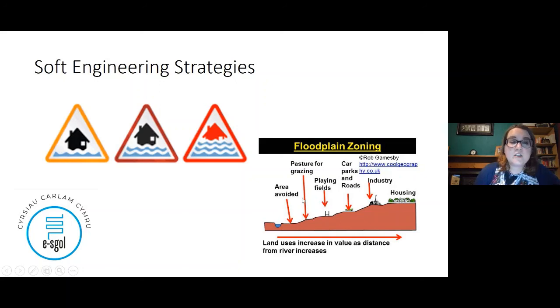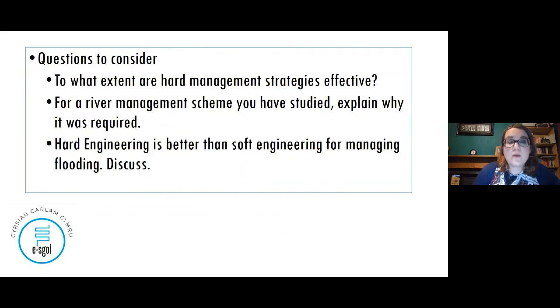Now, there are advantages and disadvantages to all of the different engineering strategies, but there are some questions you might want to consider. You might want to think about to what extent hard management strategies are effective. They could also ask to what extent soft management strategies are effective. You would need to talk about the positives and negatives, or the advantages and disadvantages, of each of these strategies. For a river management scheme you have studied, explain why it was required.